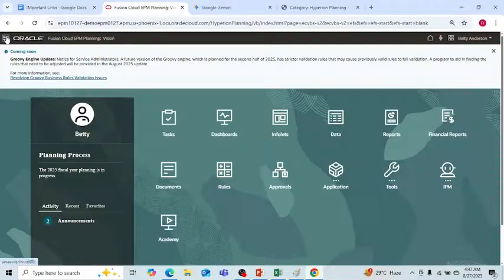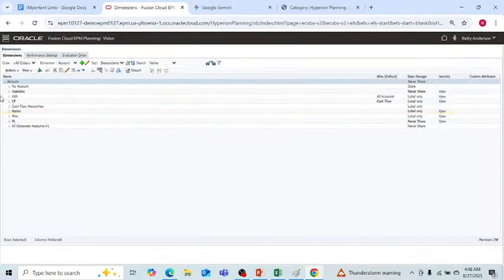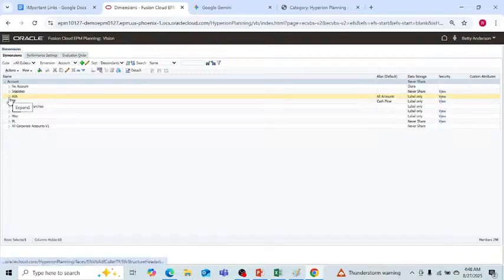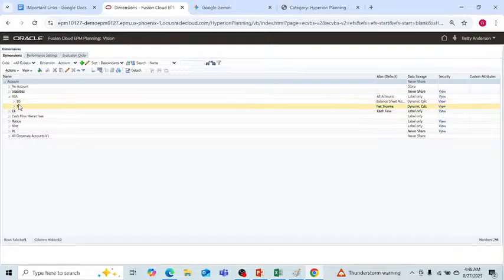So let's go to the navigator flow. Here you can see the 3 lines. Then you can go to the dimensions. Under the create and manage option, we have the dimensions. So under this, you can see here the accounts are there. Here you can see, we have discussed that alias is the alternative name. So you can just simply drill it down. Here we have two things, balance sheet as well as the net income.